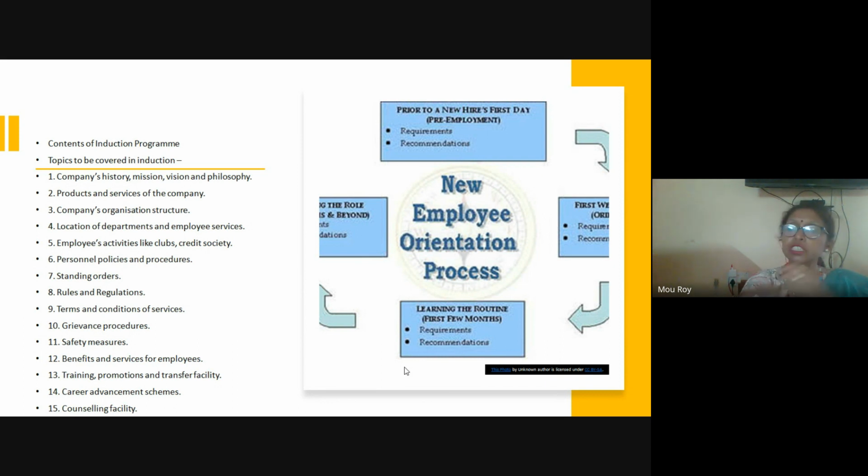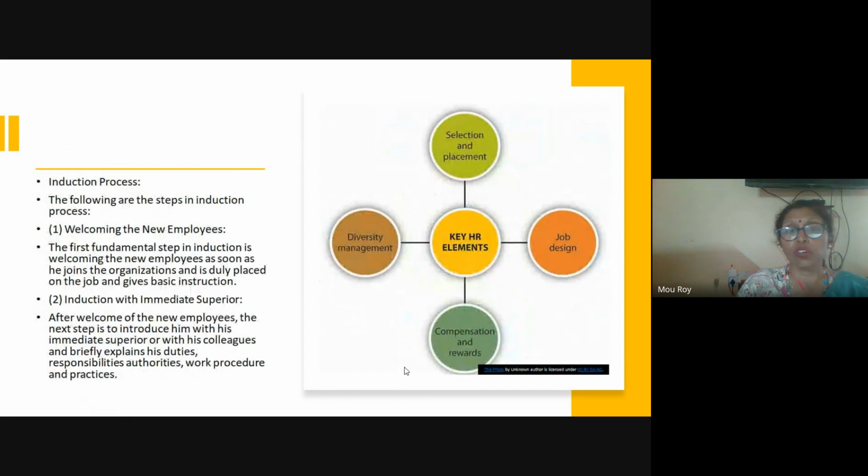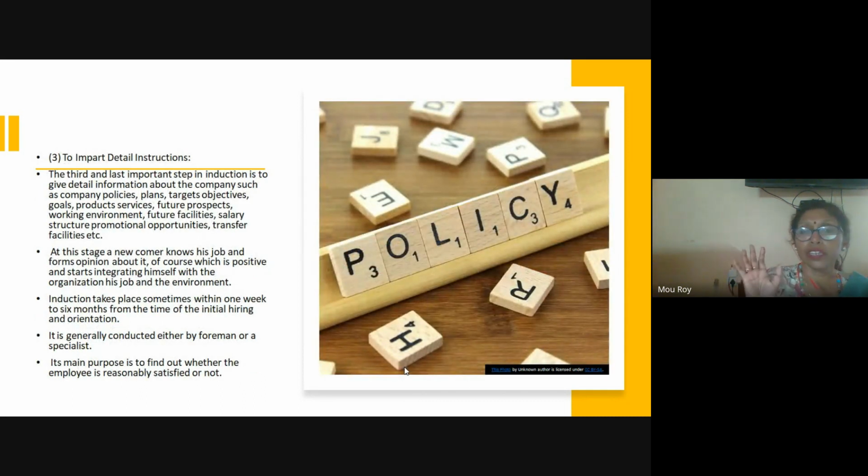After the completion of the training, you have to be selected for that particular position. On the job training basically means that once you complete the training, you are given the position. Once you are given the position, you are in the salary structure of that company, you are given perks and benefits, and depending on the performance of your work, you are also given promotion. So basically all these career advancement schemes, and you can also have counseling activities if anyone requires. These are the key HR elements, as I have told you: how the job is designed, selection and placement, diversity, compensation. These I have already covered.